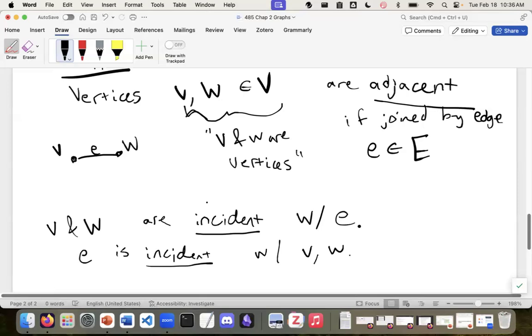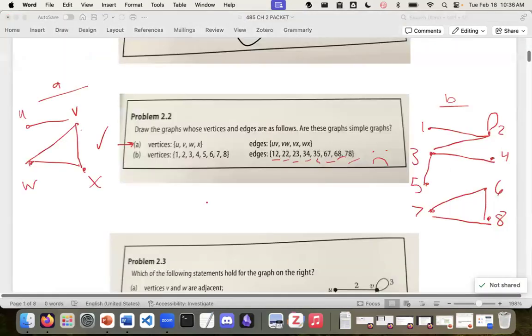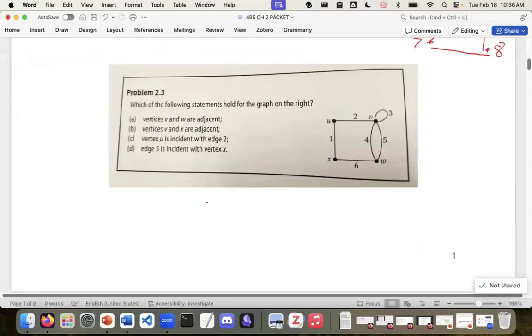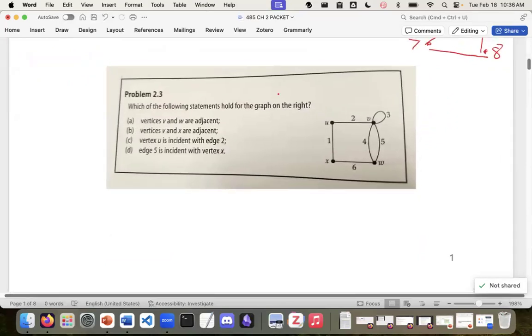Okay, so then there's another packet problem. Number 3, which we can probably just talk about. So we've got the graph on the right here. And are V and W adjacent? Yes, because there's two options here. There's 4 or 5. Are V and X adjacent? Here's V, here's X. No, because there's no edge between them.